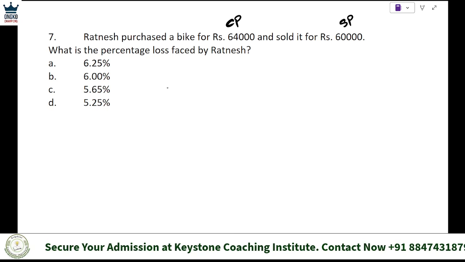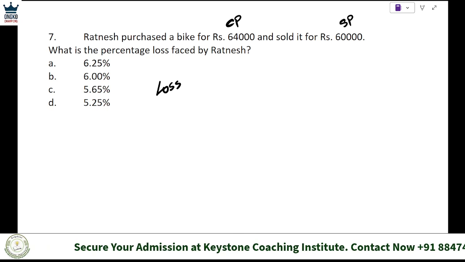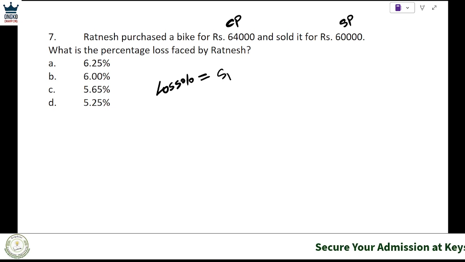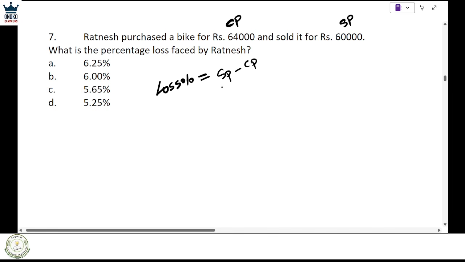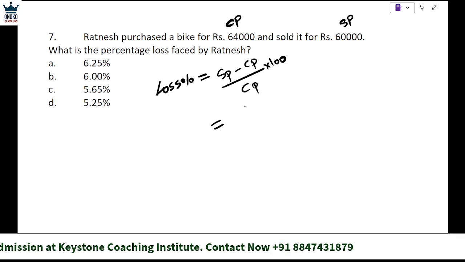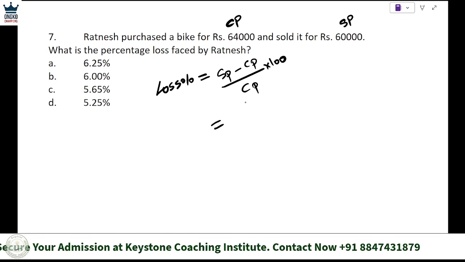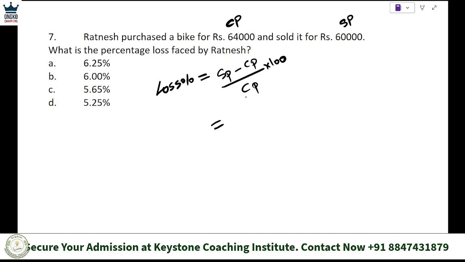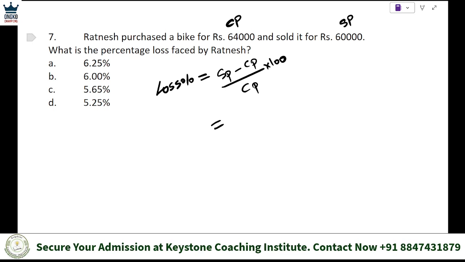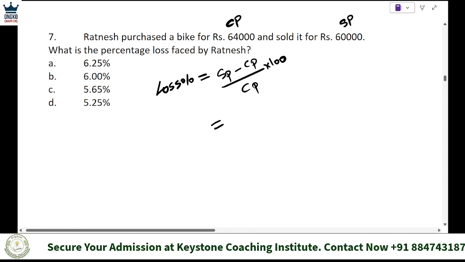So what is the loss percentage? This is selling price minus cost price divided by cost price into 100. Selling price is 60,000, cost price is 64,000. So the actual formula will be cost price minus selling price. Even if you use selling price minus cost price, it is also correct.